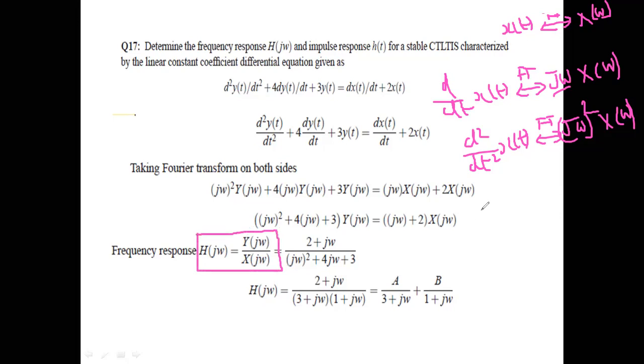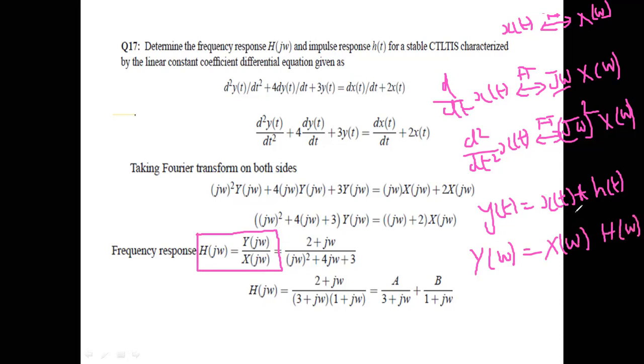According to the convolution property, y of t is equal to x of t convolved with h of t. Apply the Fourier transformation on both sides. What is the Fourier transformation of y of t? Y of omega. And what is the Fourier transformation of the convolution of time domain signals? It is the product, X of omega into H of omega.